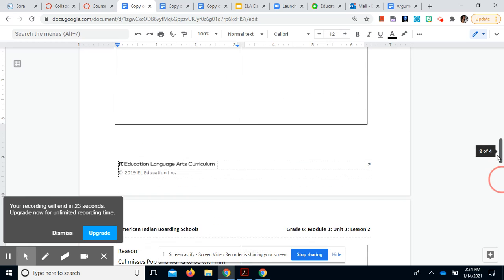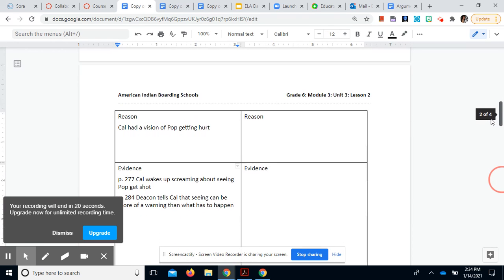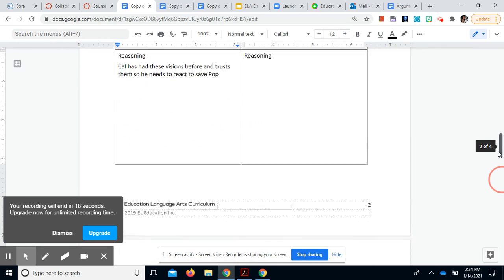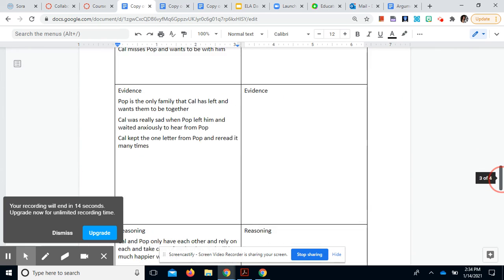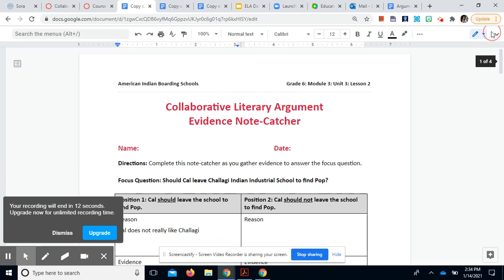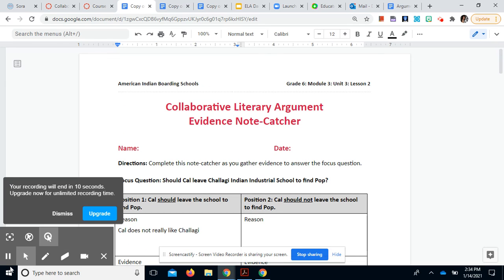So you need to get 3 sections of reason, evidence, and reasoning completed for one side of this note catcher. We will continue working on this tomorrow if people want to get back in groups.